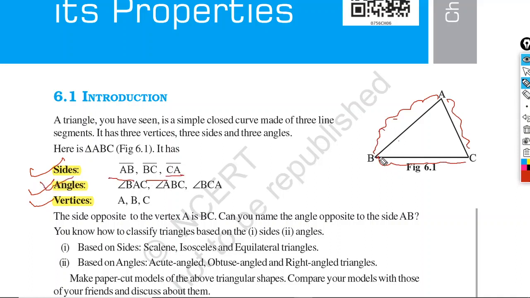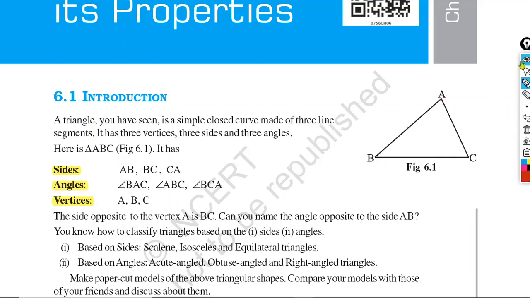Angles, what are the angles? Angle BAC, angle ABC and angle ACB. Angle BAC, angle ABC, angle BCA. You can write BCA or ACB, both are the same. Now vertices. Vertices means these points: vertex A, vertex B and vertex C. Okay. So there are three vertices.